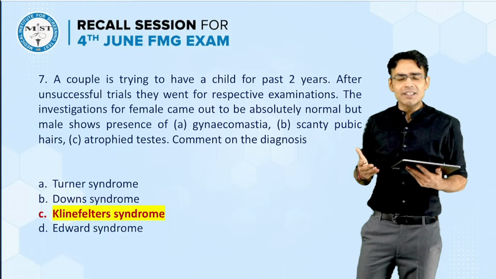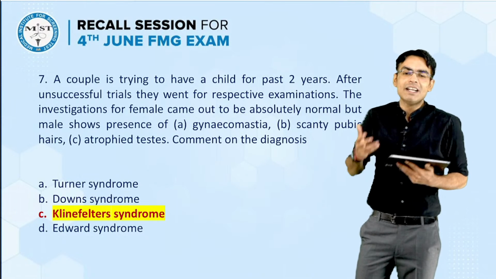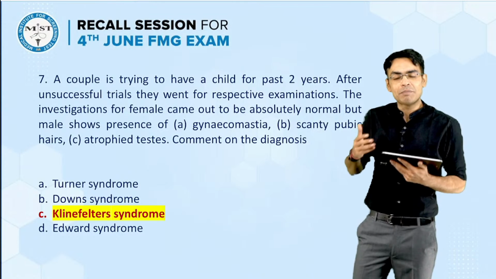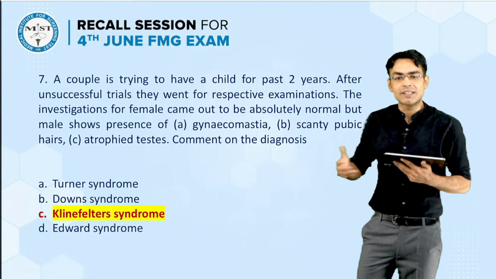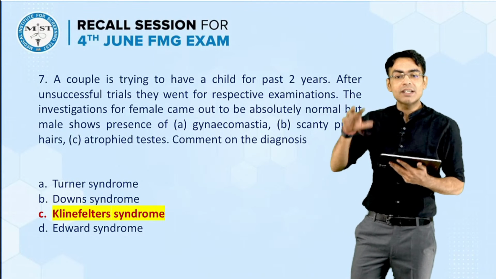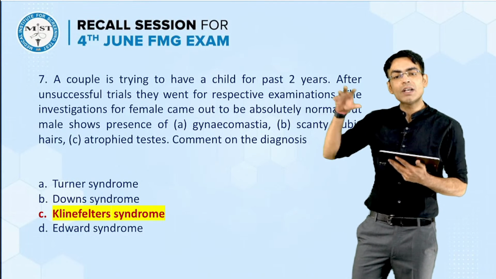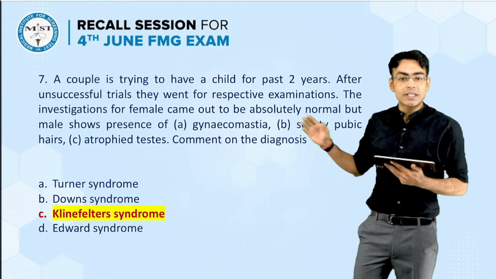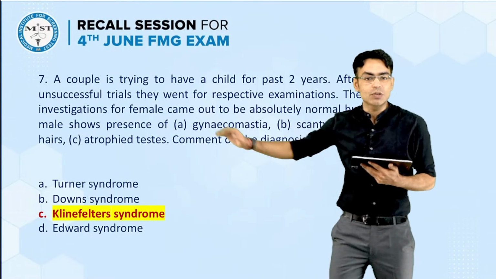Now, it can't be Turner's, because Turner's is the most common cause for secondary sexual characters being absent in a female. So Turner syndrome is the most common genetic cause for female hypogonadism. Here the male is having atrophied testes, so it can't be Turner's.